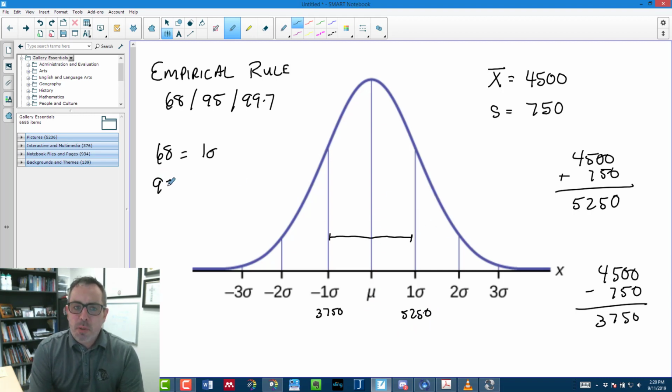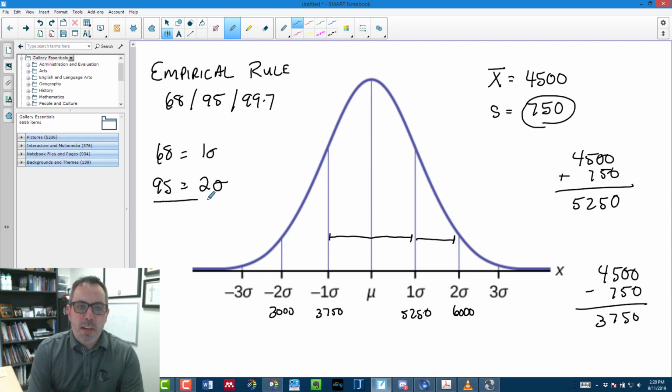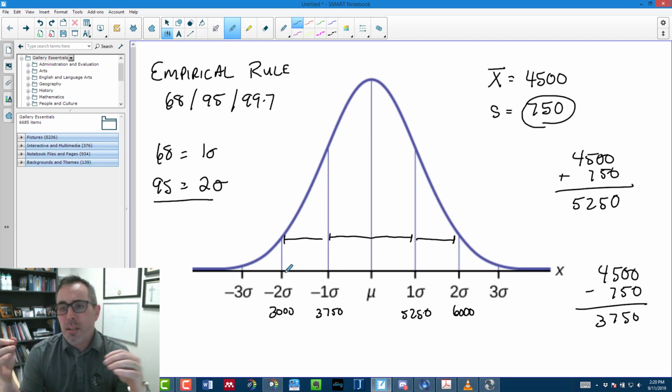The 95% rule is 2 sigmas, so 2 standard deviations. So I would add another $750, always adding the same standard deviation. That would get me out, in this case, to 6,000, and I would subtract $750, 3,000. So 95% of the days that this diner operates, they are going to make somewhere between $3,000 and $6,000, right?